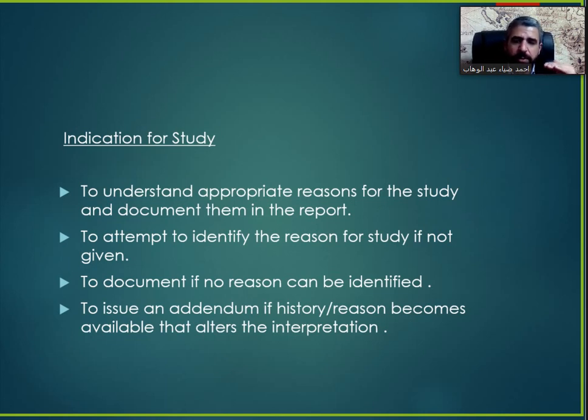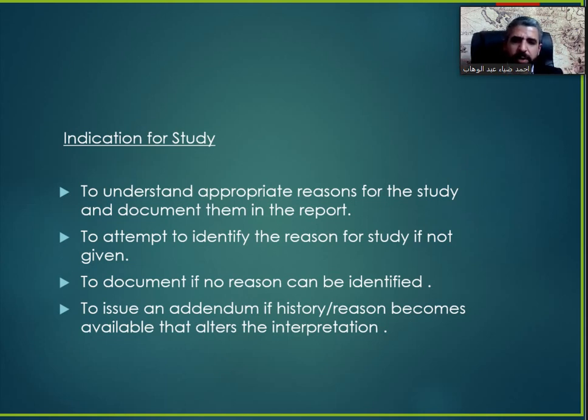The second thing to write is the indication of the study. This helps to understand the appropriate reason for the study, why the study is being done, and we have to document it in the report. It's an attempt to identify the reason for the study. If not given, we should ask the patient or the referring doctor why this CT or MRI is done, and document if no reason can be identified. Even then we should write it: there is no apparent reason, in case we could not identify any reason.